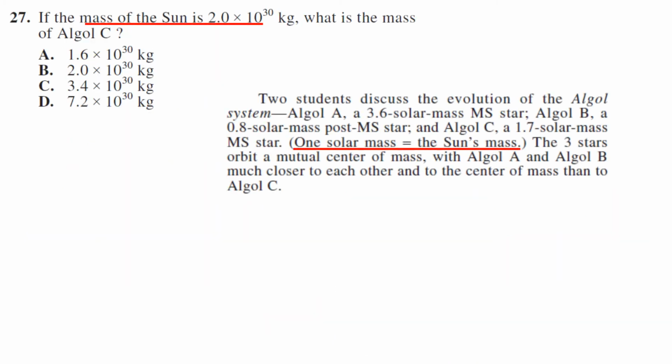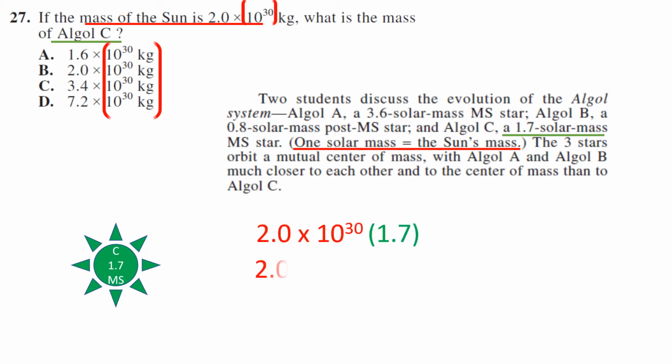If the mass of the sun is 2.0 times 10 to the 30th, what is the mass of Algol C? So we know 1 solar mass equals the sun's mass. So Algol C is 1.7 solar mass. So it's 1.7 times bigger than the sun. Well, we can notice this 10 to the 30th doesn't change, so we're going to just ignore it. So it's going to be 2 times 1.7, which is 3.4. So your answer should be C.